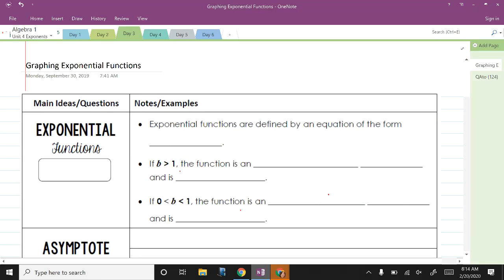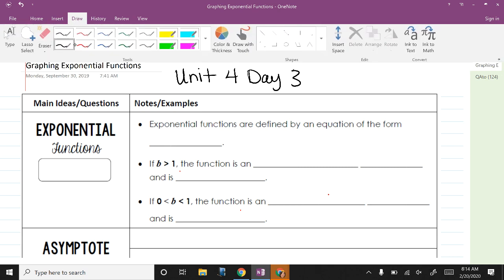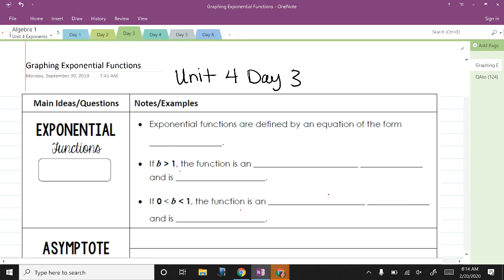Today we're doing Unit 4, Day 3. And we're going to start talking about the graphs of exponential functions today.